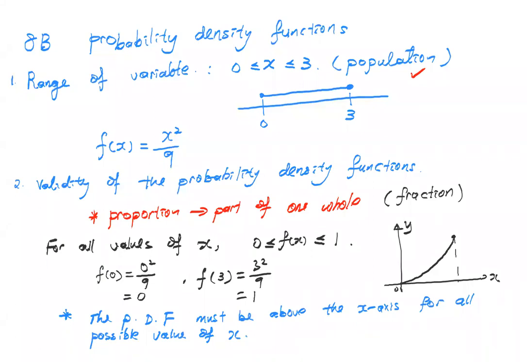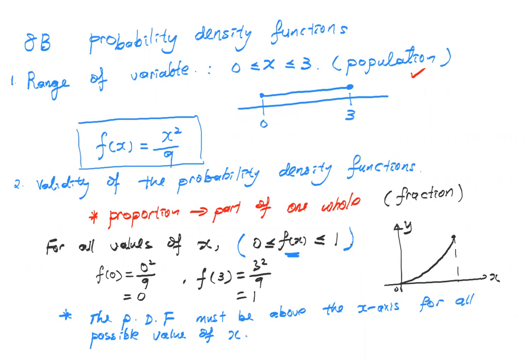Okay, for all values of x, the probability function means the proportion. This function enables us to find the proportion for a particular value of x. That is called the probability density function. I told you already, proportion is part of one whole, so it must be between 0 and 1.